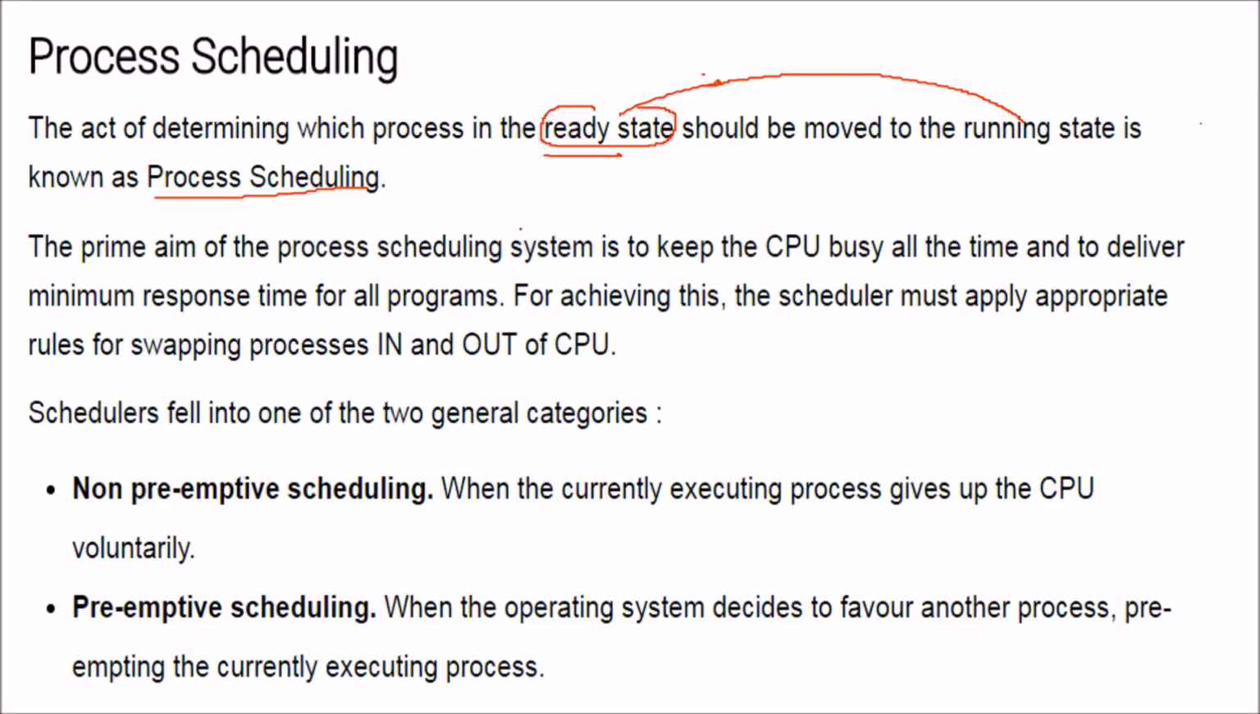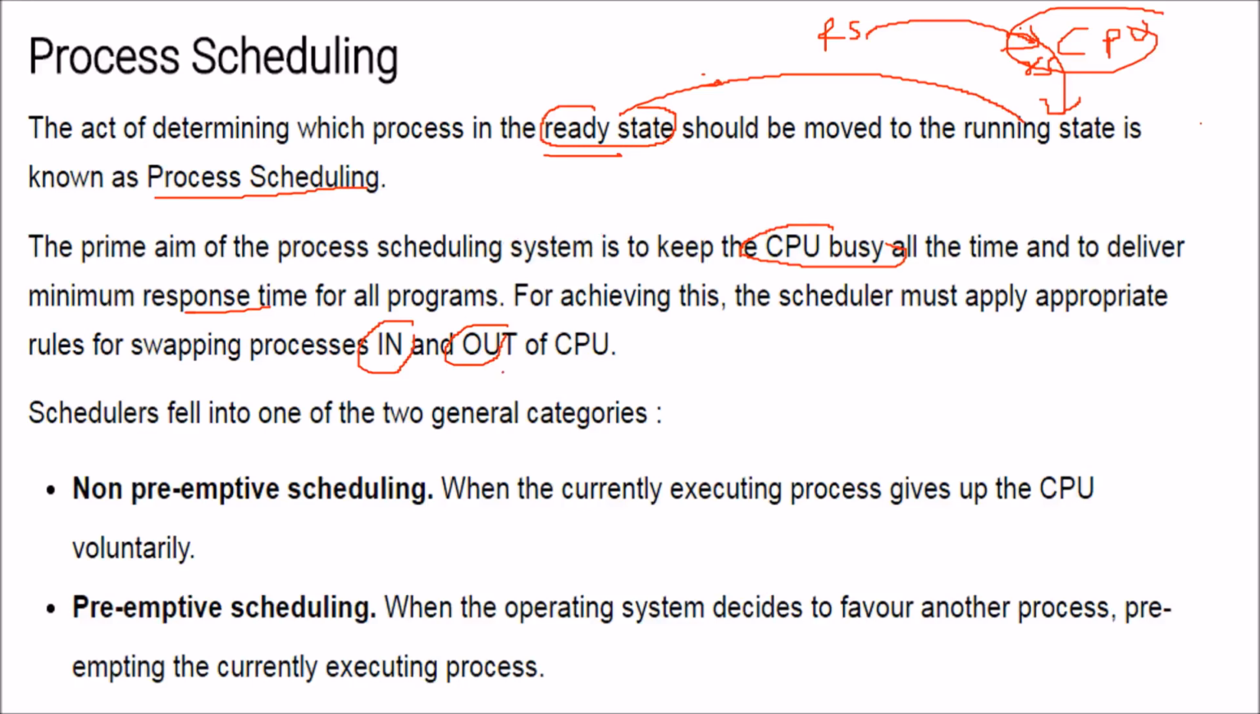The key idea of the process scheduling system is to keep the CPU busy all the time, and the response time should be as minimum as possible for all the programs. In order to achieve this, the scheduler needs to apply certain rules for swapping processes in and out of the CPU. So the process will come from the ready state to the running state. To keep it in and then roll it out, the rules are applied by the scheduler.